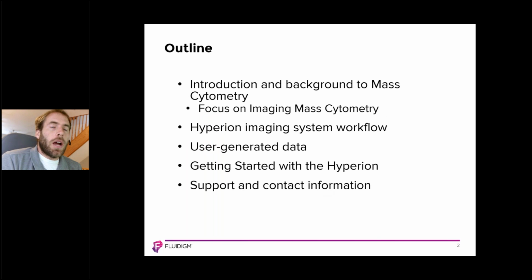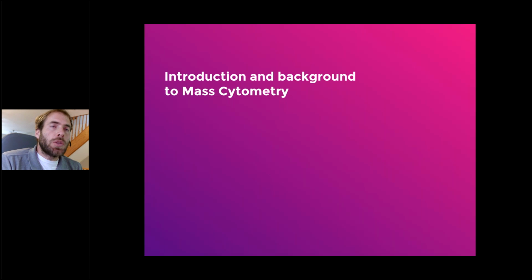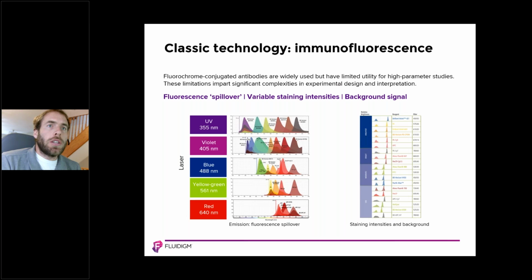So a little bit of an outline. We'll start with introduction, then we'll switch gears and talk about the workflow, user-generated data, how you can get started, and then last but not least, some support and contact information that you can use in your quest to get started. So without further ado, we'll start with a little bit of an introduction.